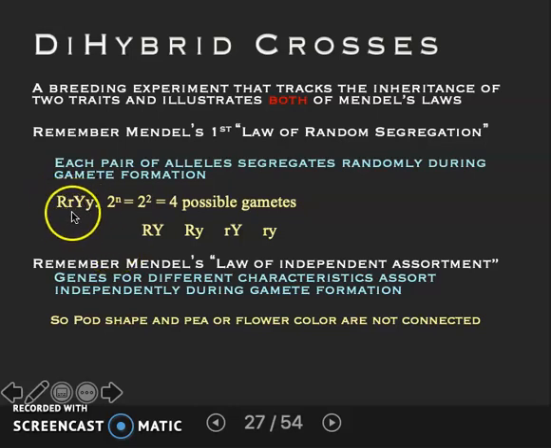So one possible pollen gamete would have a big R and a big Y. Another possibility is a big R and a little y, or a little r and a big Y, or little r, little y. So that's an illustration of the first law.